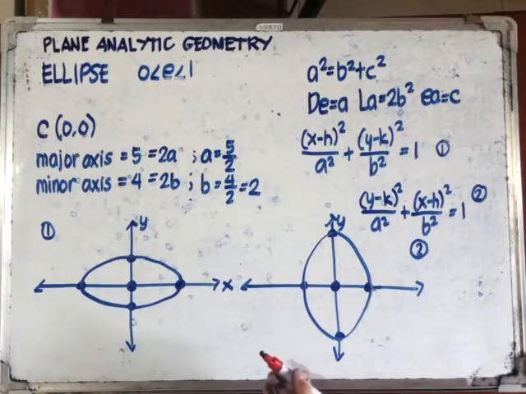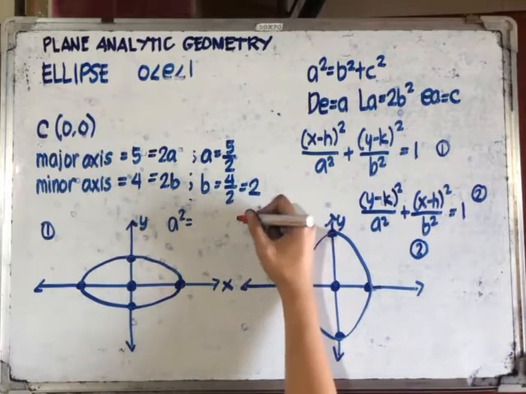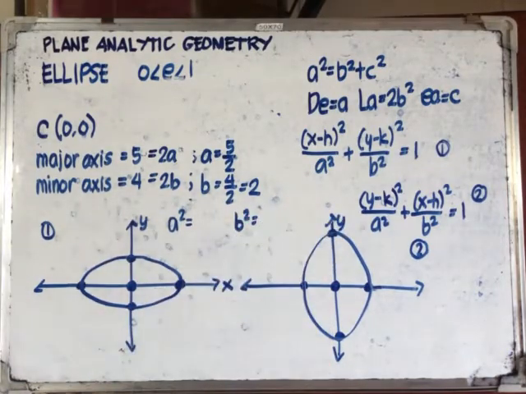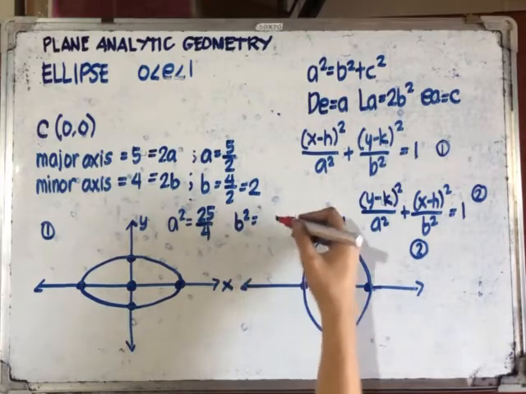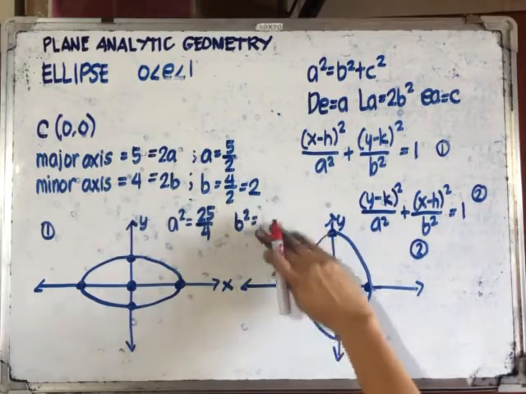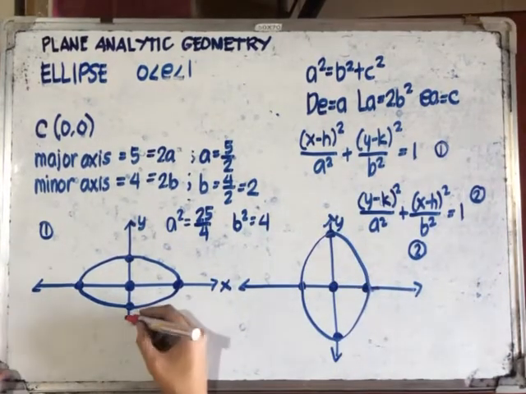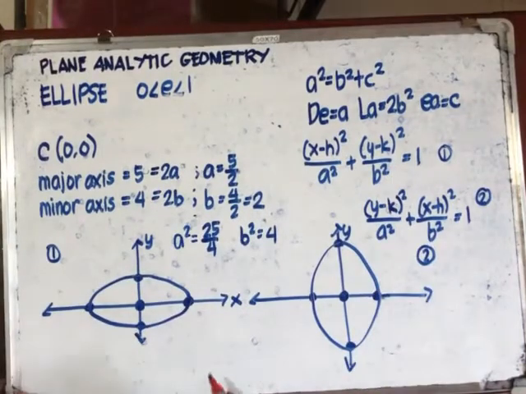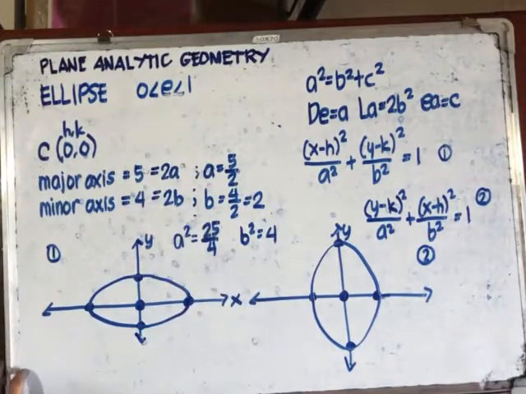So, since meron tayong a squared and b squared na nakikita sa formula na yan, computein na lang natin in advance ano si a squared and ang value ni b squared para direct substitution na lang tayo mamaya. So, a squared natin is 5 divided by 2 squared, and that is 25 over 4. Okay. Ito naman is 4. 2 squared is 4, right? Okay. Paunahin natin itong side na to. This form tayo, ha. HK natin, by the way, is our center 0, 0. So, 0 lang naman siya.